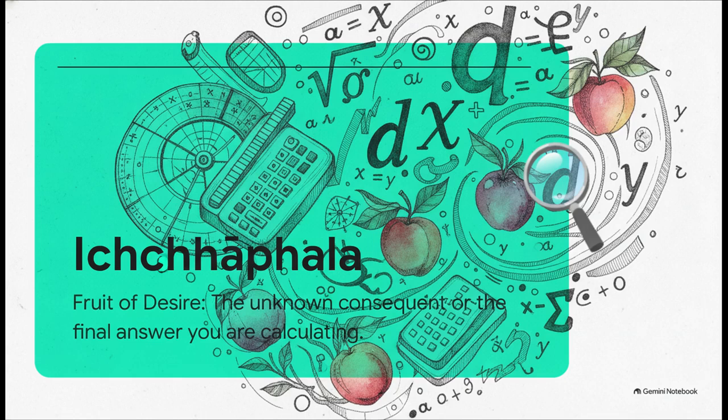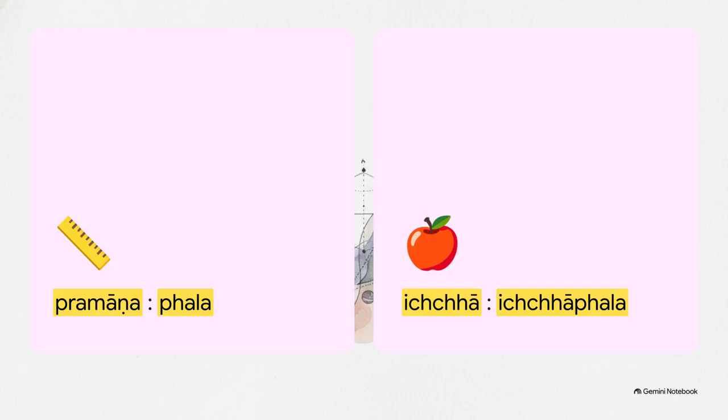Which brings us right back full circle to that wild question we asked at the very beginning of this explainer. Ichaphala, the fruit of desire. Like we said, this isn't a mystical quest, it's simply the unknown consequent. It is the final tangible answer you're trying to calculate, the X or the D that you solve for in a modern equation. You had a desire to know a new outcome, and the mathematical formula gives you the fruit of that desire.